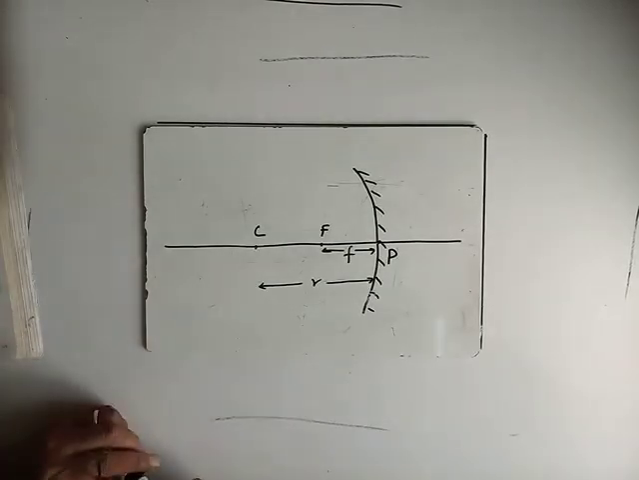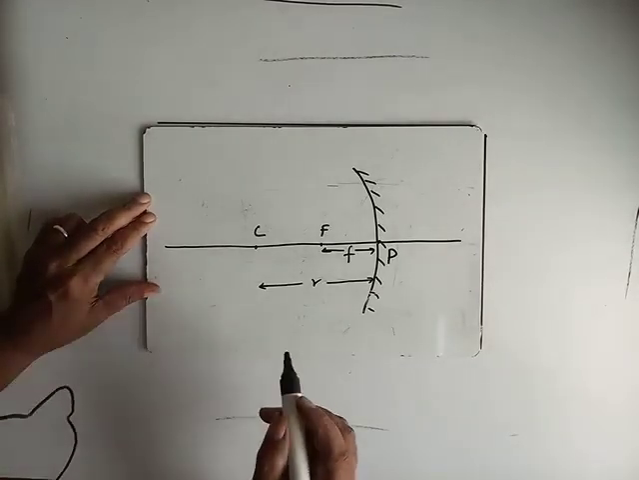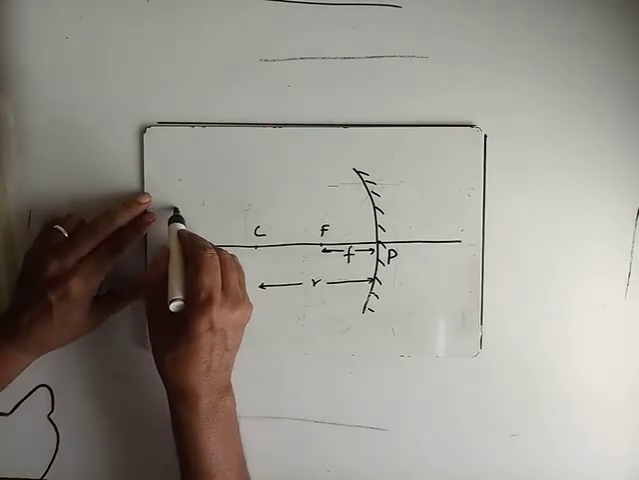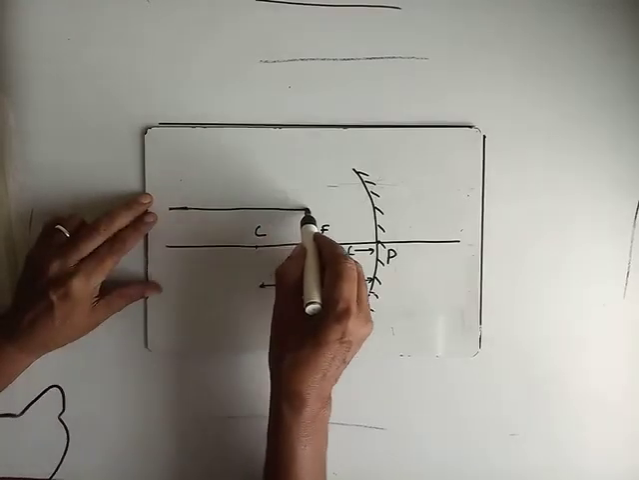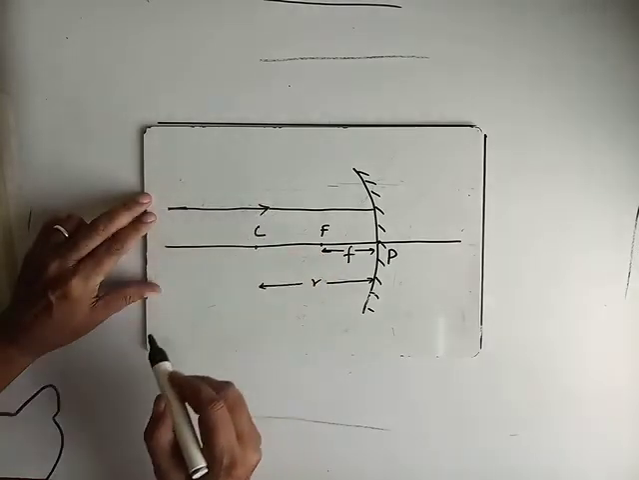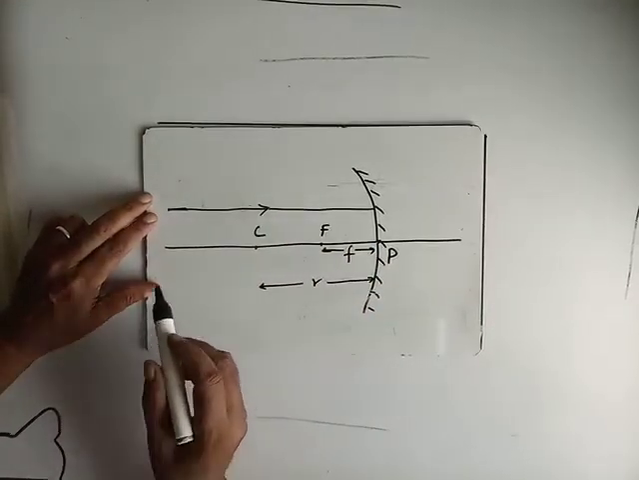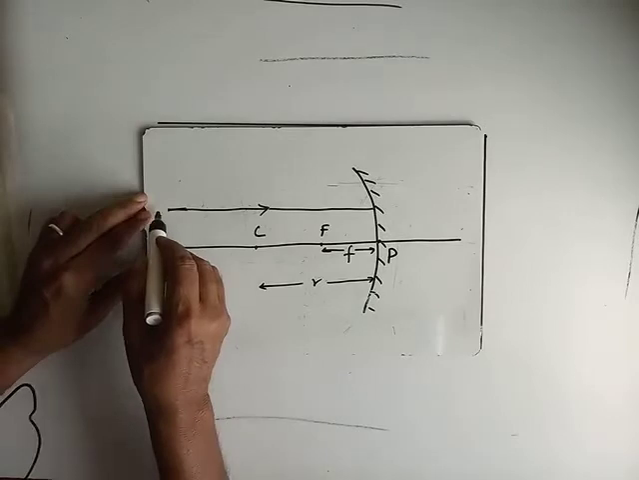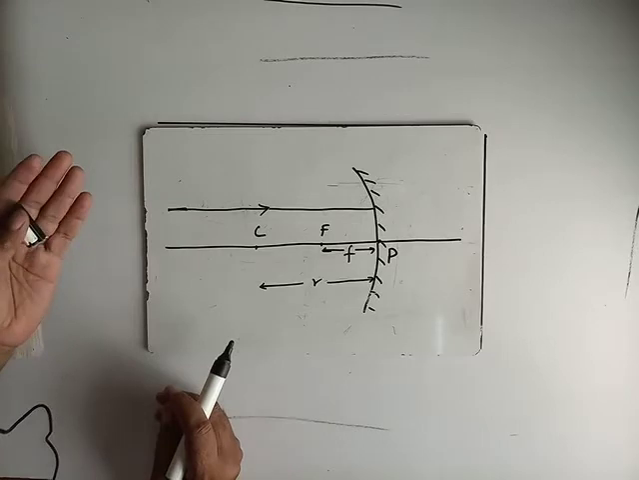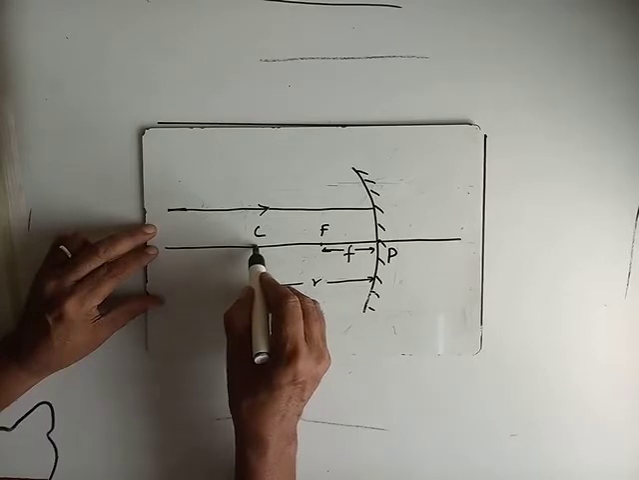In case of image formation, the object is first kept at infinity. The rays coming from infinity come from very far away, so they are parallel to the principal axis. This is the ray coming from infinity. The object is at infinity, which means far away from the center of curvature.